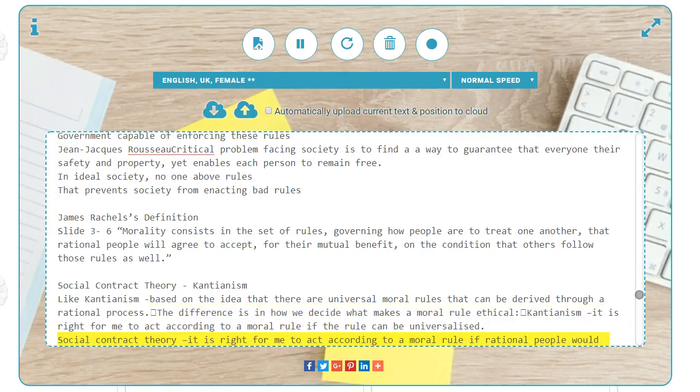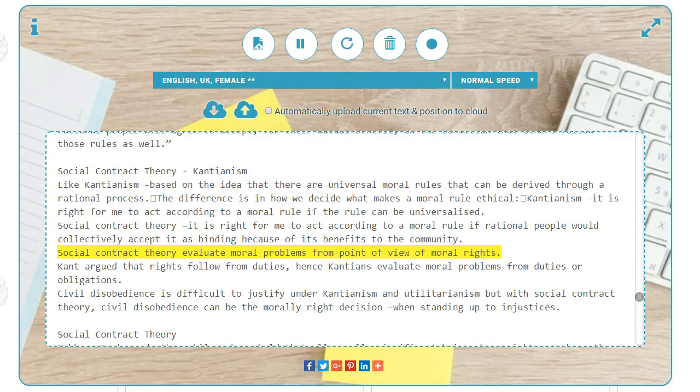Social contract theory: it is right for me to act according to a moral rule if rational people would collectively accept it as binding because of its benefits to the community. Social contract theory: evaluate moral problems from the point of view of moral rights. Kant argued that rights follow from duties, hence Kantians evaluate moral problems from duties or obligations.